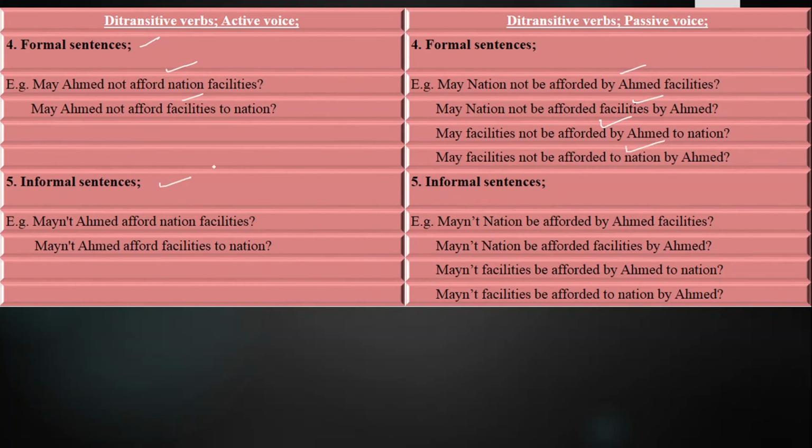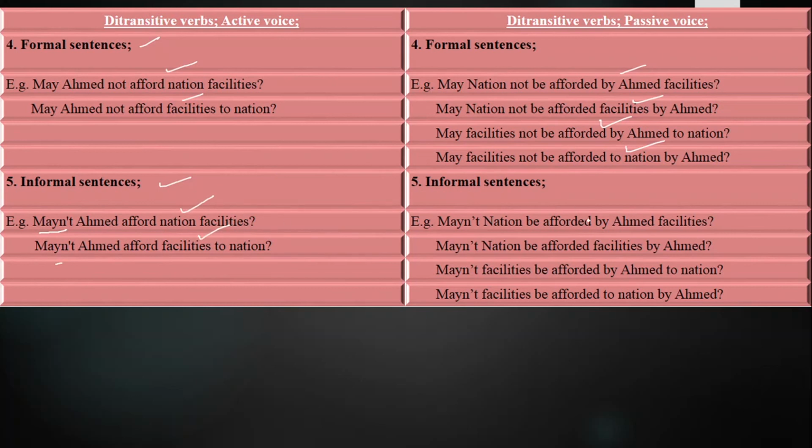Next we have got the informal sentences. Those sentences in which we ask question, deny the statement and we ask them in an informal way are called informal sentences. May not short form, keep in your mind, that is mayn't. Mayn't Ahmad afford nation facilities? Mayn't Ahmad afford facilities to nation?